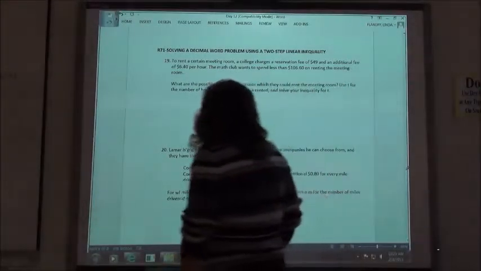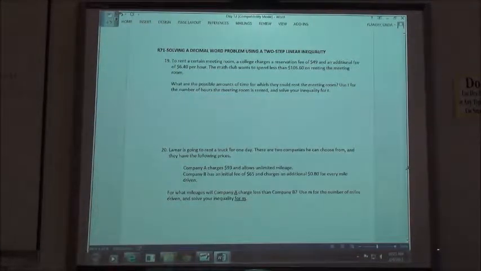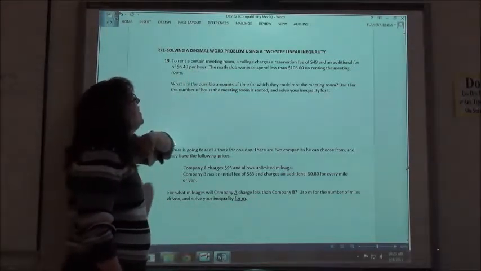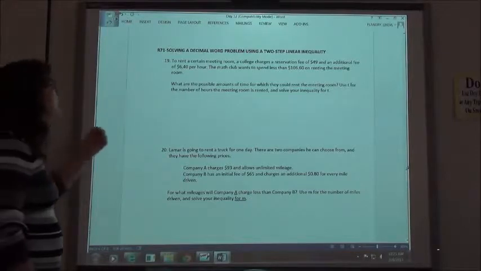Problems 19, 20, and 21 are solving a word problem using a linear inequality. So we're going to use greater than, less than, greater than or equal to, less than or equal to, whatever it tells us here. It says to rent a certain meeting room, a college charges a reservation fee of $49 and an additional fee of $6.40 per hour.